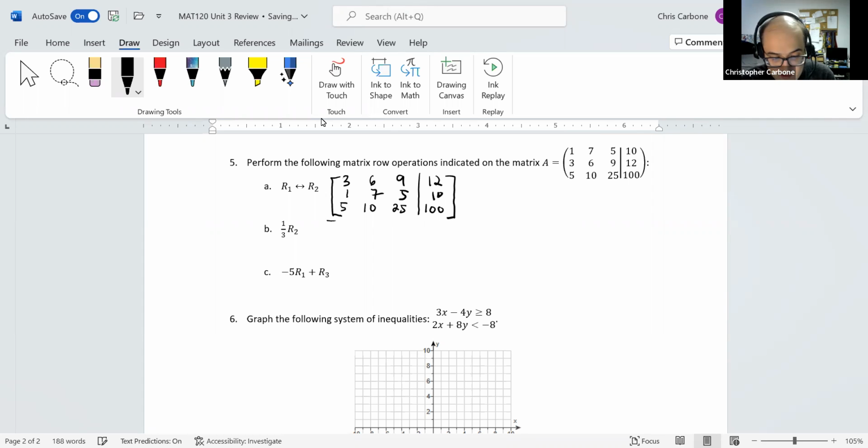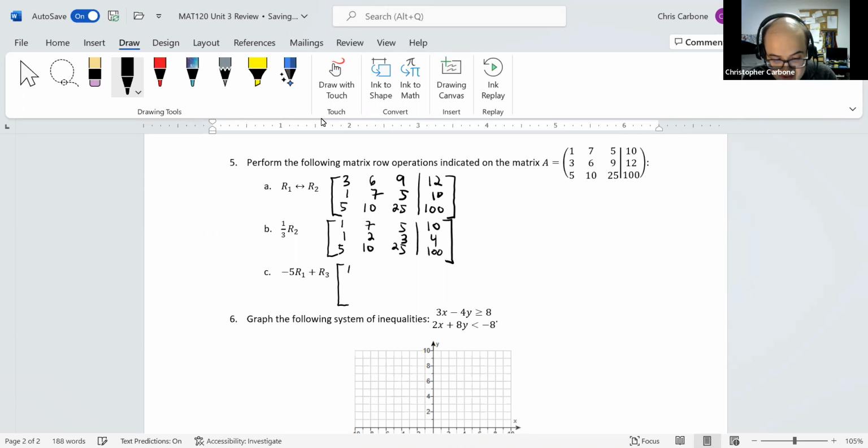For 1/3 of the first row of the new matrix, we would have 1, 2, 3, and 4. 1, 7, 5, and 10 is still on that first row. The third row is still 5, 10, 25, and 100. But now that second row is going to be 1, 2, 3, and 4. And then finally, for -5 times the first row plus the third row.